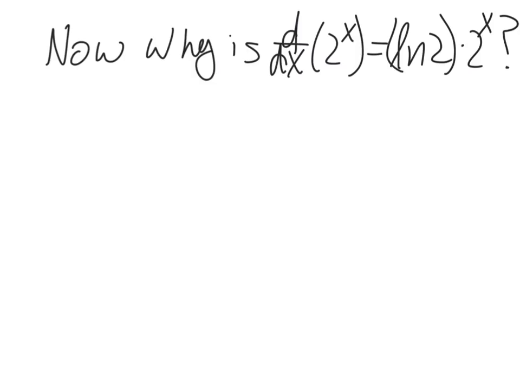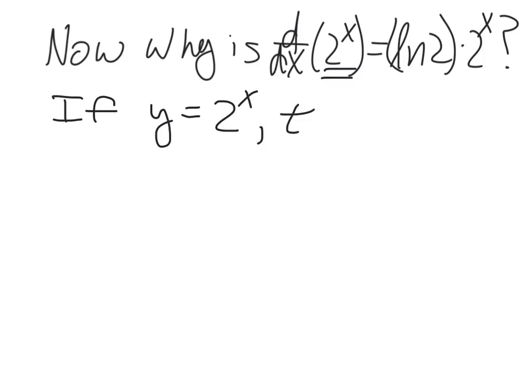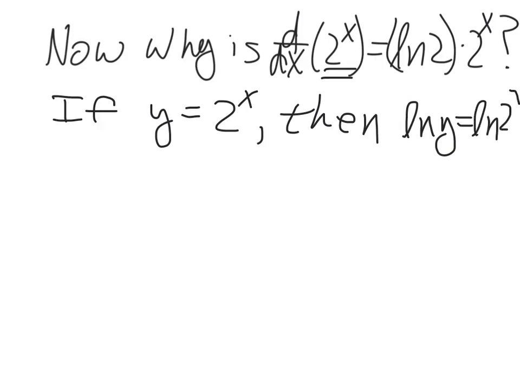But based on the idea of the logarithms and the log properties, let's start out with y equaling 2 to the x. Okay, that'll be our function. Then, as we did with the log explanation, let's take the natural log of both sides. Okay, so the natural log of y would equal the natural log of 2 to the x.